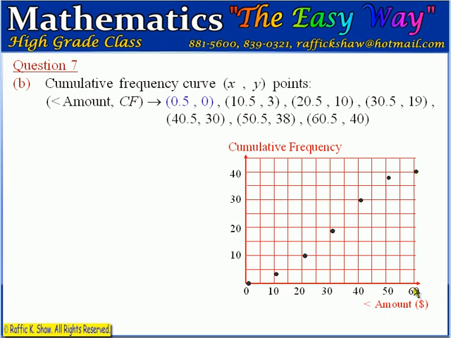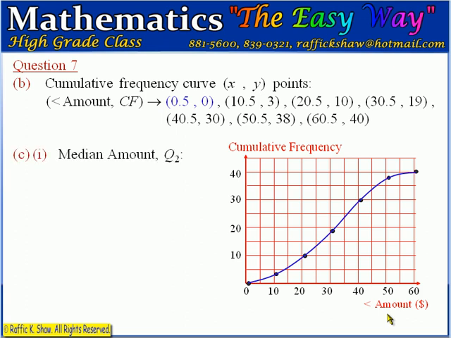So these are the points for a cumulative frequency curve, and all we need to do now is draw the smooth curve through those points. And that's our smooth curve, having the characteristic shape of a cumulative frequency curve, which is also called the ogive. And that's the answer for part B.